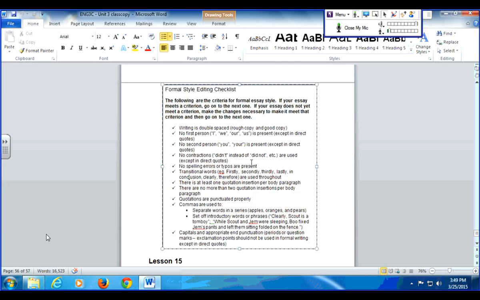If not, you make the changes. You don't have to hand this in, but I want you to look through this and see that you have these things. So is it double spaced? Rough and good copies. Is there no first person? I, we, us, or our except in direct quotes? Is there no second person present except in direct quotes or in your hook?